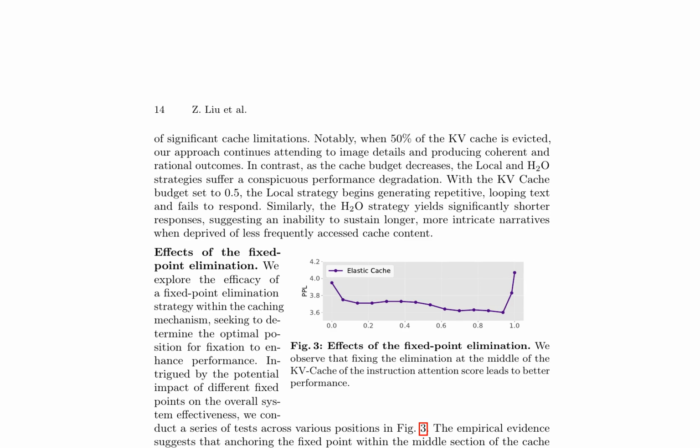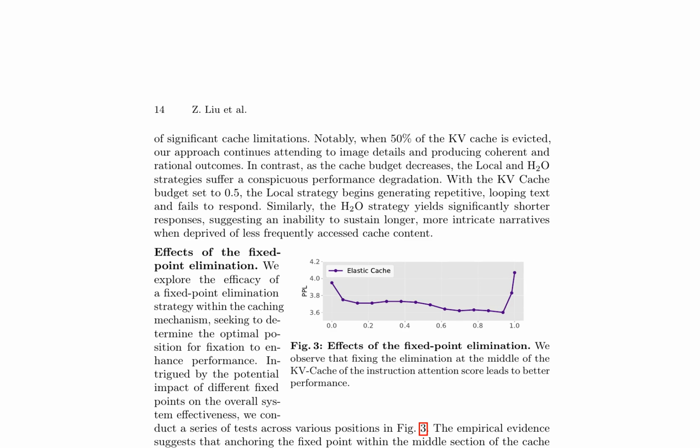Their findings indicate that when 50% of the KV cache is evicted, elastic cache maintains its ability to focus on image details and generate coherent, rational responses. In contrast, both the local and H2O strategies experience performance degradation under these conditions. Specifically, with a KV cache budget set to 0.5, the local strategy produces repetitive, looping text and fails to respond, while the H2O strategy yields significantly shorter responses.